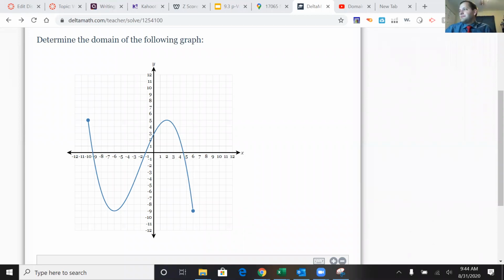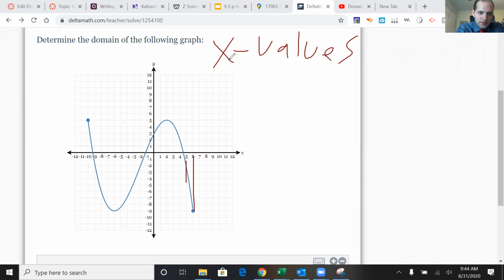Now, domain, for some of us that remember from algebra, is a set of x values. So what are our x values for this graph? Well, the x values can be any point along the x-axis as you draw up or down. All of these are our different x values. So if I told you, what x values can this graph be? Well, there's a lot of different answers there.